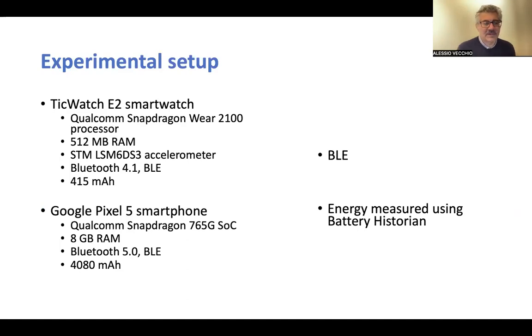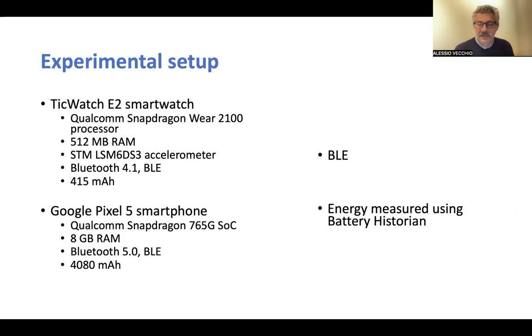Okay, here we have our experimental setup. It is based on a TicWatch E2 smartwatch. You can see the details on the screen. And then we have a Google Pixel 5 smartphone. Again, you can see the details on the screen. Both are equipped with Bluetooth Low Energy that is used for transmitting the data from the smartwatch to the smartphone.